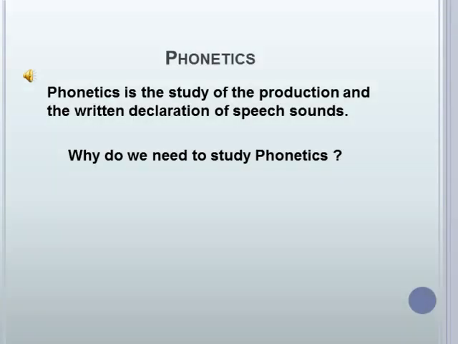Phonetics. Phonetics is the study of the production and written representation of speech sounds. Why do we need to study phonetics? We need to study phonetics so that we can improve our articulation by learning to make each sound of standard English correctly. We also need to study phonetics so that we can explain the symbols used in dictionaries which show the pronunciation of radio announcers and educated English-speaking people.